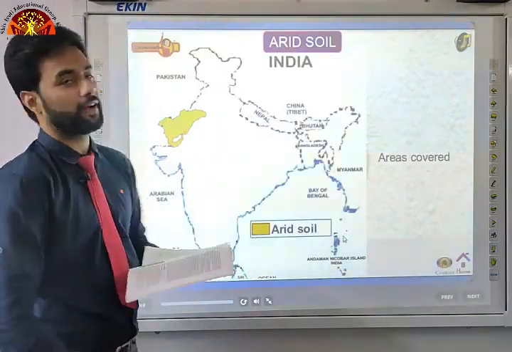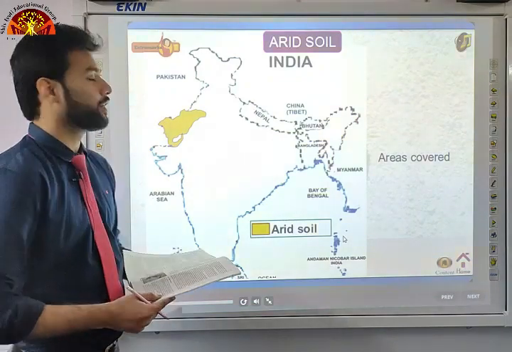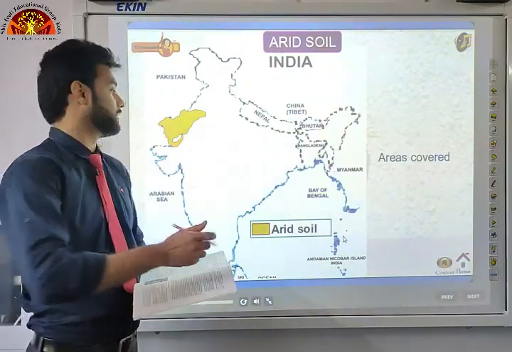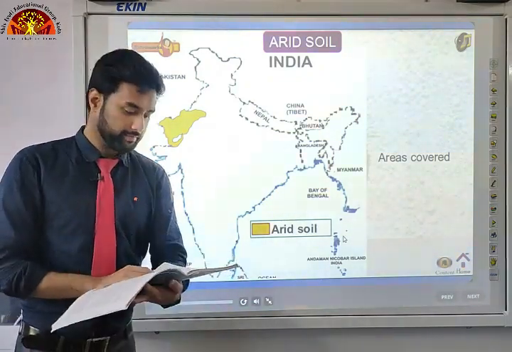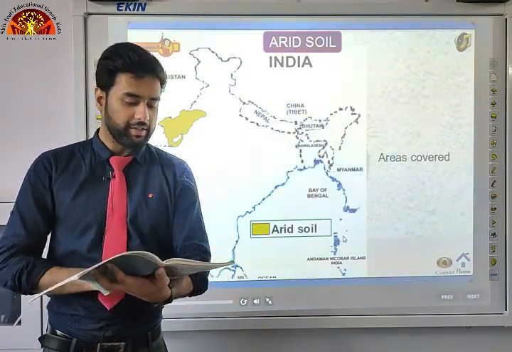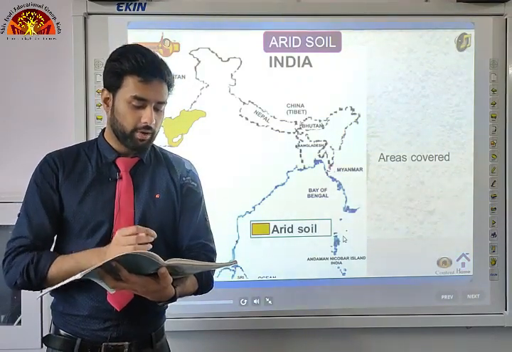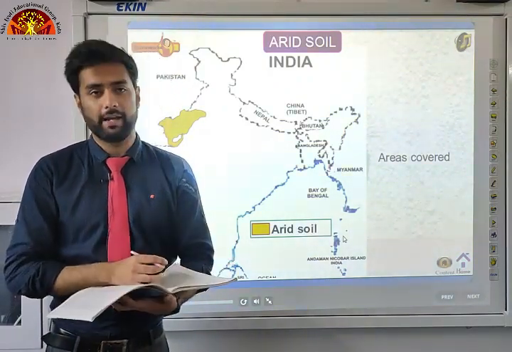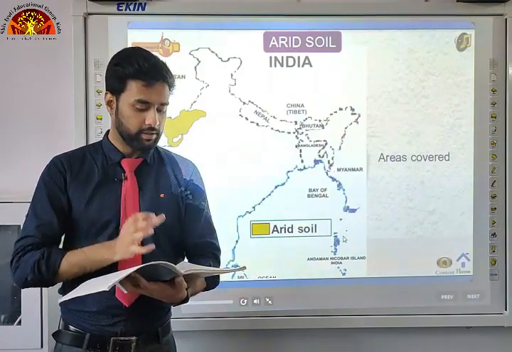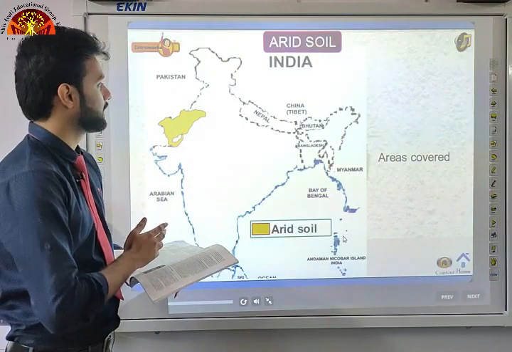Now this is the area where you will find the arid soil. As you can see, it only covers part of the Thar desert as well as some parts of the Rann of Kutch in Gujarat. Arid soils are characteristically developed in western Rajasthan, which exhibit characteristic arid topography. These soils are poor and contain little humus and organic matter. Okay, so this is a very poor soil. It contains little humus and organic matter, found in the western side of Rajasthan and Gujarat.